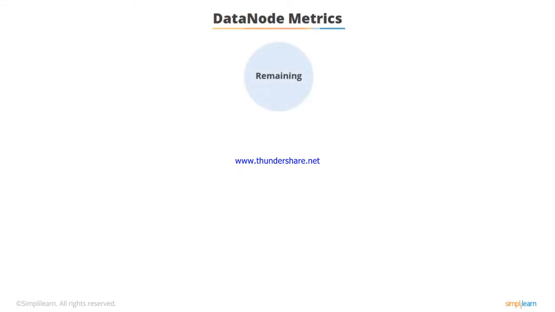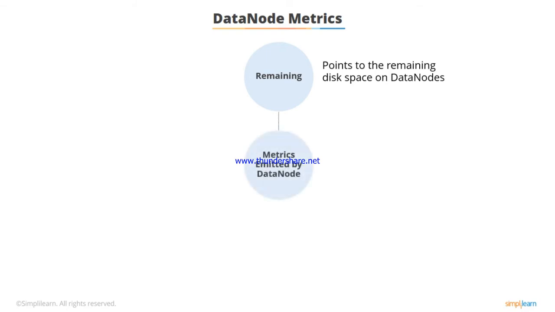Some of the metrics emitted by data node are as follows. Remaining. This points to the remaining disk space on data nodes. As mentioned in the section on name node metrics, running out of disk space can cause a number of problems in a cluster. If left unrectified, a single data node running out of space could quickly cascade into failures across the entire cluster, as data is written to an increasingly shrinking pool of available data nodes. Tracking this metric over time is essential to maintain a healthy cluster.